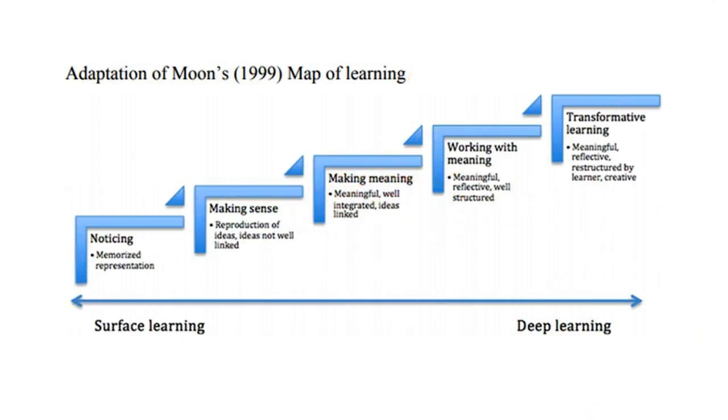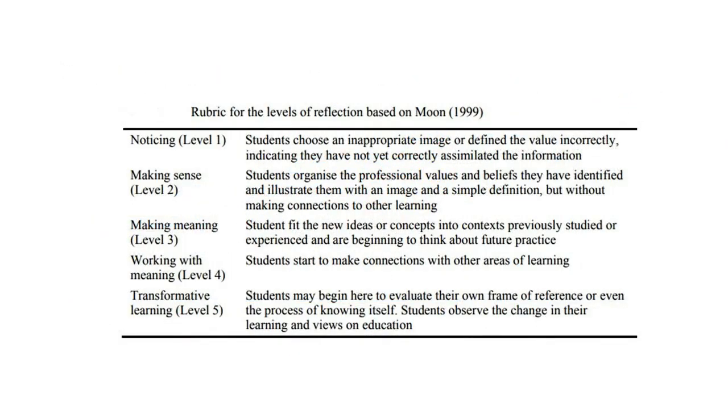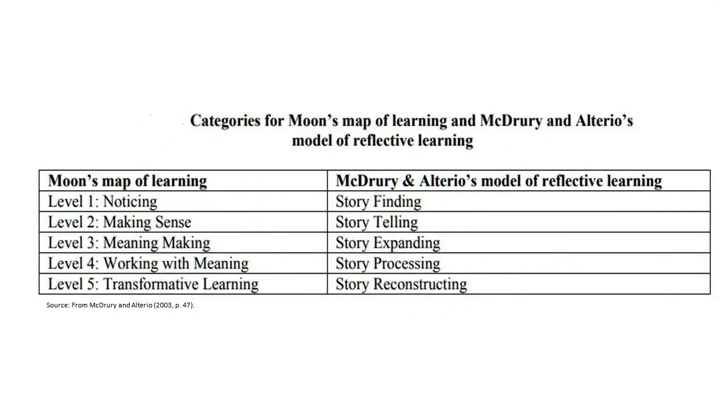In my reading, several authors pointed to Moon's map of learning to assess digital artifacts. As students produce elements of their artifacts, it represents their reflective progression through each level of the map, from noticing to transformative learning.